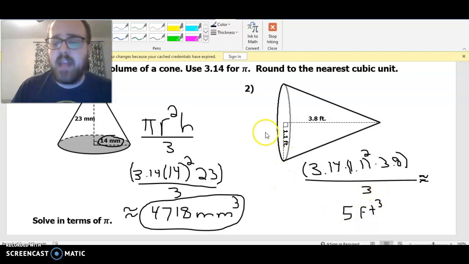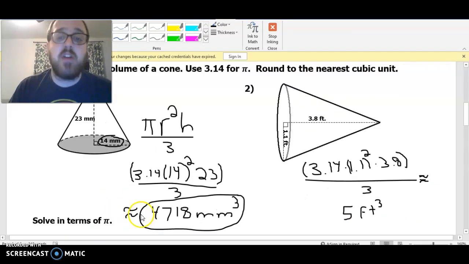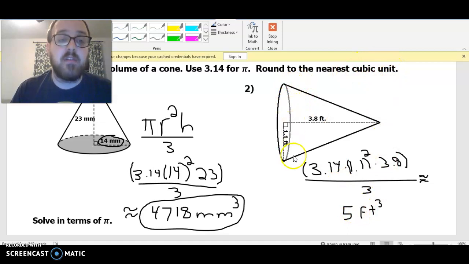Now you'll notice one other thing I did in putting this in: I put this little squiggly equal sign over here as well. That's to show somebody who is looking at this that we're rounding a little bit, to know that's not the exact answer. We rounded it to something, in this case, the nearest cubic unit. So it's around 5 feet cubed is the volume of this cone.